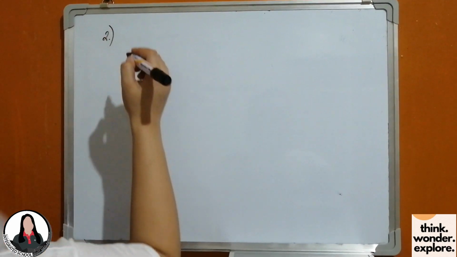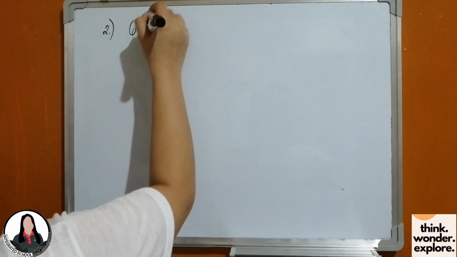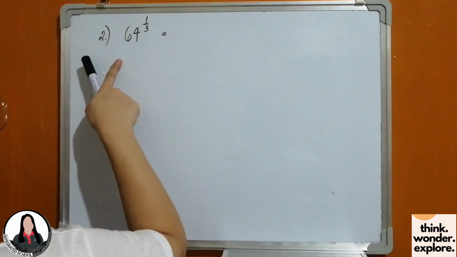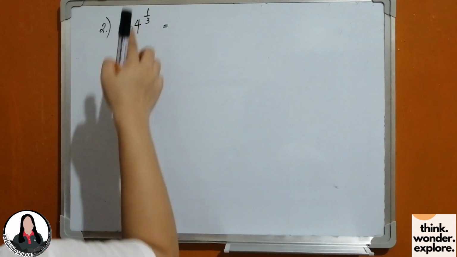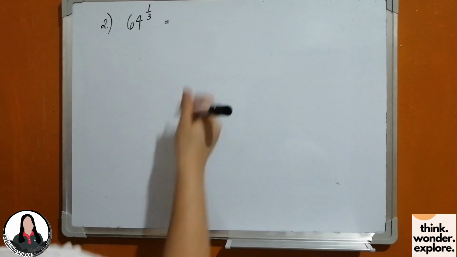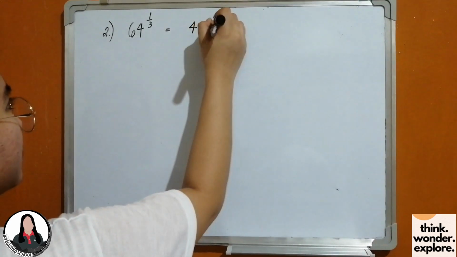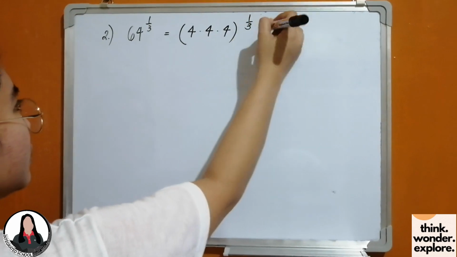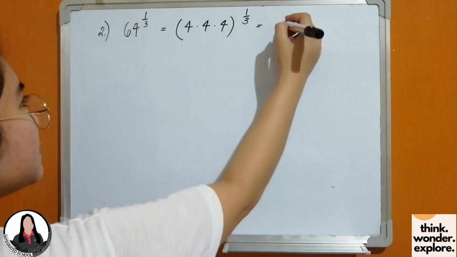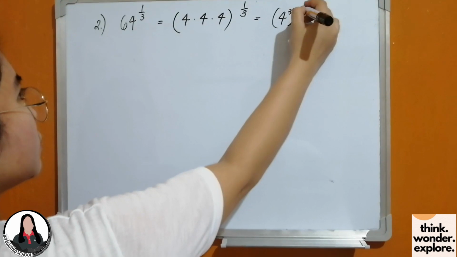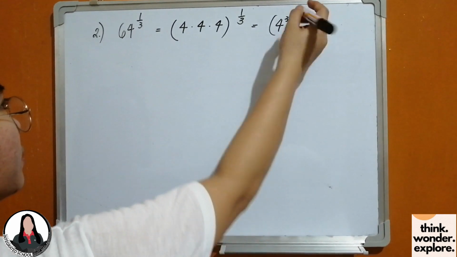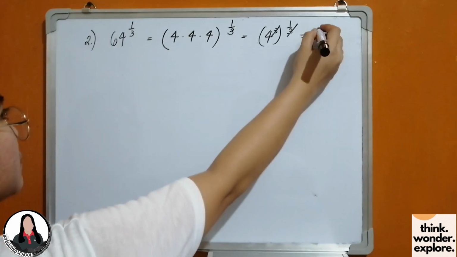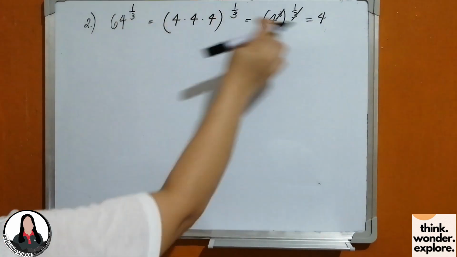For number 2, we have 64 raised to 1/3. Dito naman, we are trying to find the third root of 64. You have to find one of the three equal factors of 64. So, for this case, we have 4. So, when we multiply 4 by itself ng 3 beses, that's equivalent to 64. Simply, we can write 4 times 4 times 4 as 4 cubed raised to 1/3. By the definition of power of a power rule, we multiply these two exponents, which will give us 4. Therefore, 64 raised to 1/3 is 4.